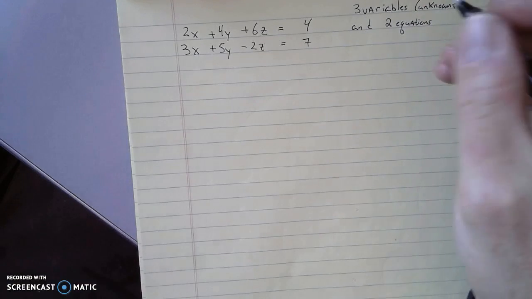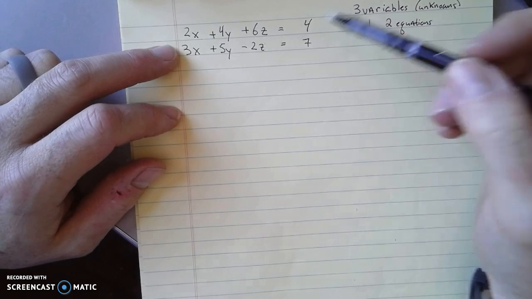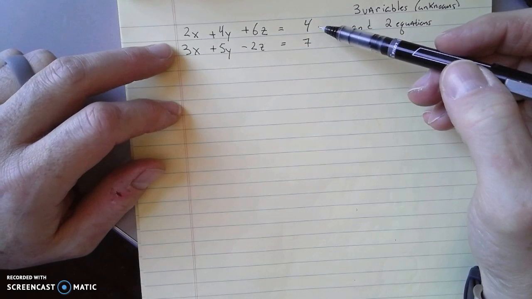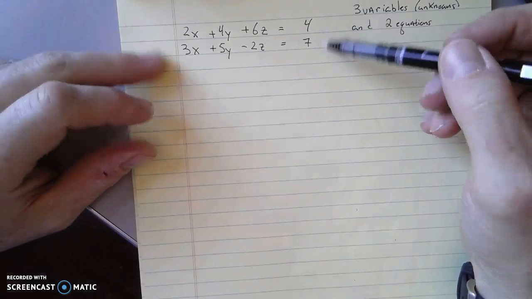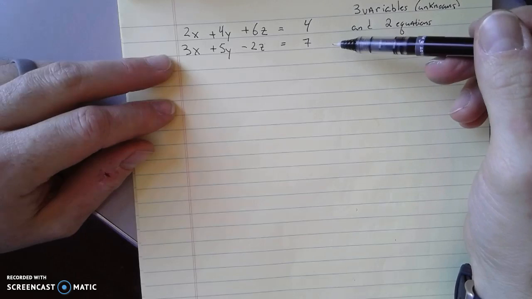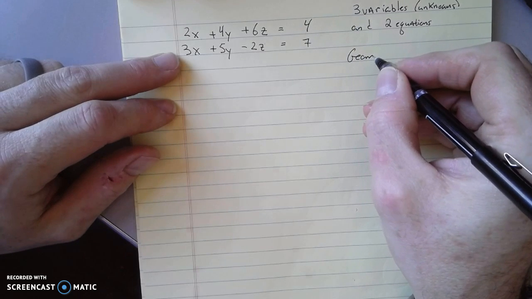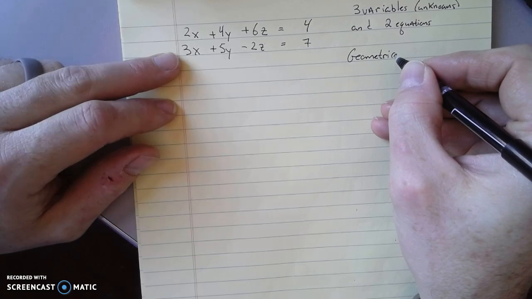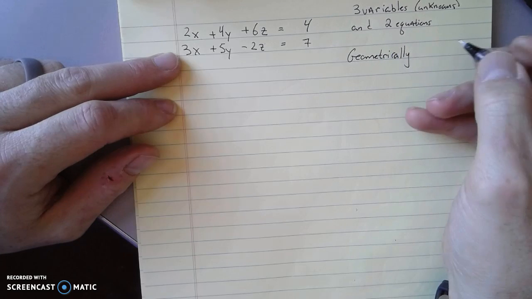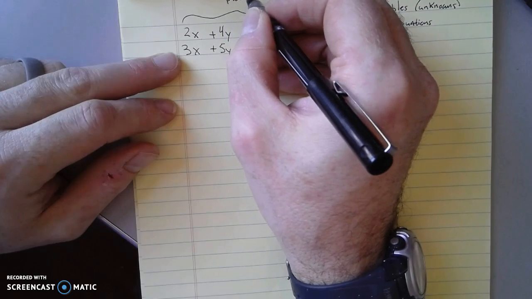One, you can't possibly solve for x, y, and z. There's not enough information. Each equation is like a constraint, and you need 3 constraints to specify 3 unknowns. And we don't have it. Geometrically, you can think about this. If you think back to Calc 3, these are planes.